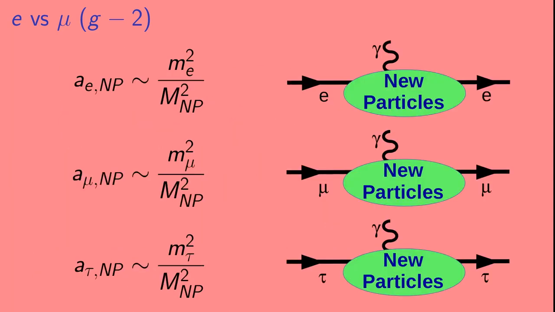And so this means that the contribution to AE from new physics would be expected to be proportional to the mass of the electron squared over the mass of the new particles squared. The contribution to A mu from new physics would be expected to be proportional to the muon mass squared over the new physics mass squared. And the contribution from new physics to A tau would be expected to be proportional to the mass of the tau squared divided by the mass of the new particles squared.